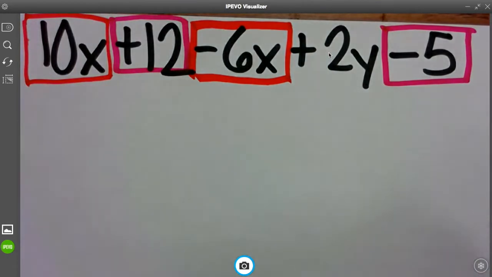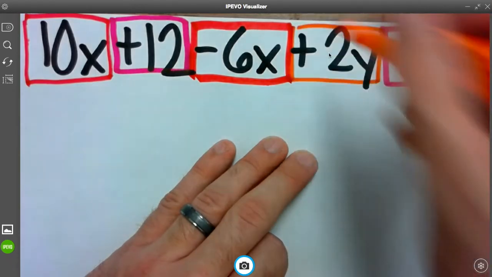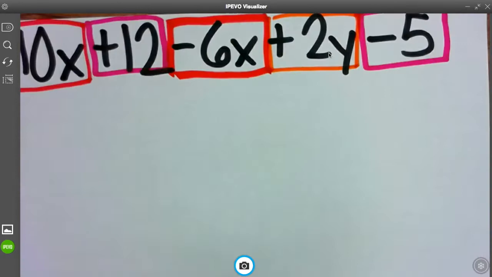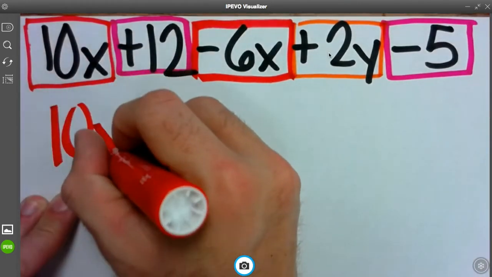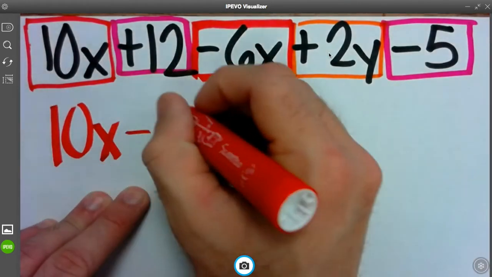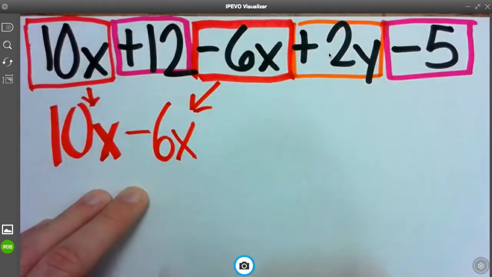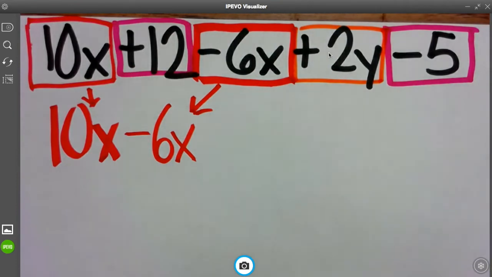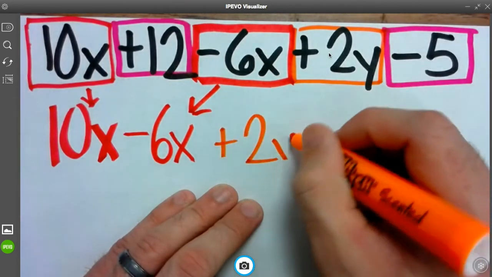Okay, so then the only thing left is we have one y term. We have that plus 2y. Now let's put the like terms together. So now I'm going to add my like terms. So I have 10x minus 6x. So I got that from here and here. Then I don't care where you put next. I'm going to put the y next. So I do plus 2y.